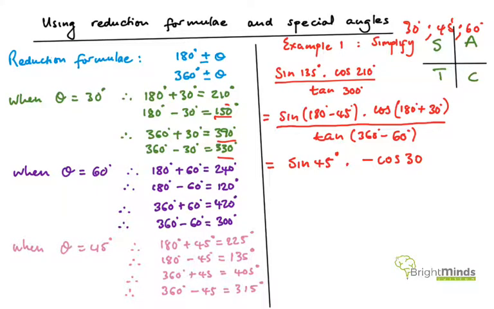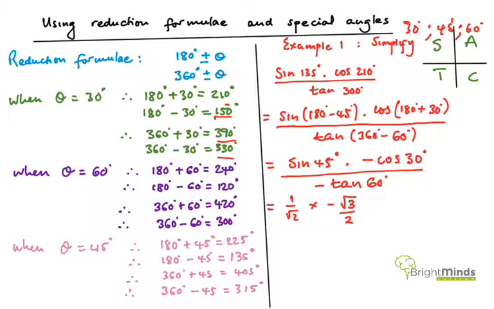Therefore, I can also look at 360 minus 60 degrees and ask myself, which quadrant is that? It's going to be in the fourth quadrant. And tan is what in that quadrant? Tan will be negative in that quadrant. So I'll get negative tan of 60 degrees.